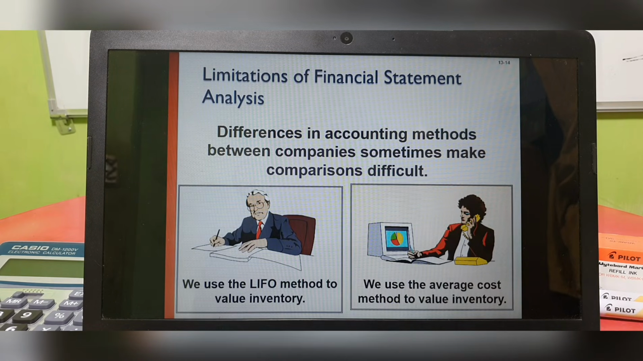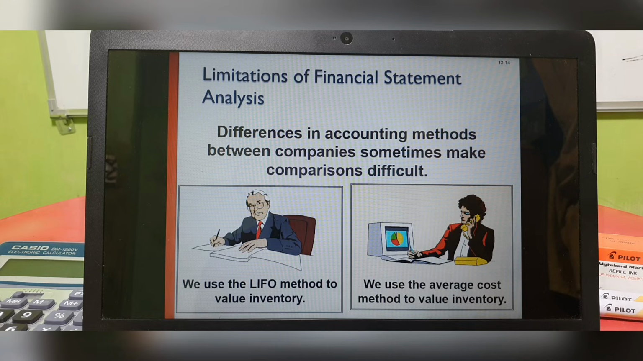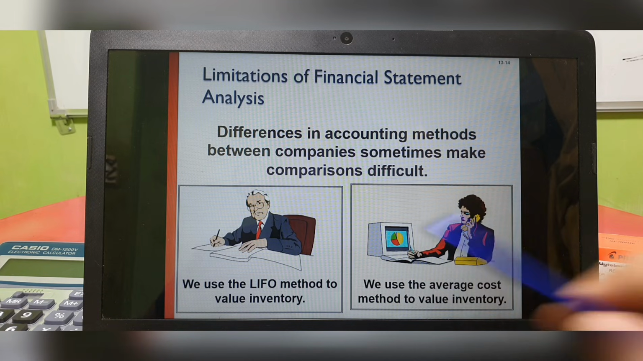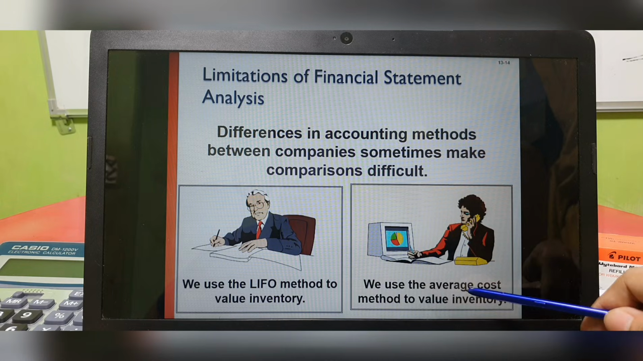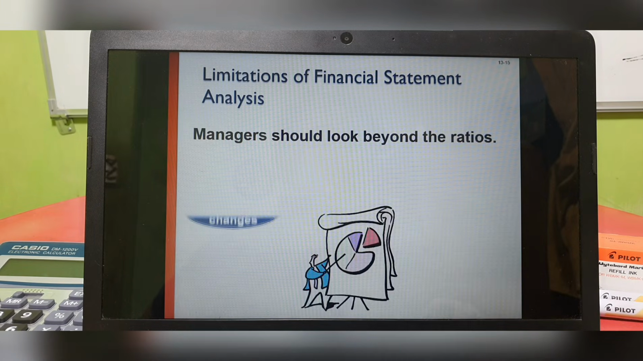But before we proceed, let us talk about the limitations of FS analysis. There are companies in the same industry, but there could be differences in the accounting methods that they have. And that makes the comparisons difficult. Ibig sabihin, hindi na ganun ka-meaningful din yung comparison dahil magkakaiba ng accounting method na ginagamit. Some may be using LIFO, some may be using average, or some may be using FIFO method. Okay?